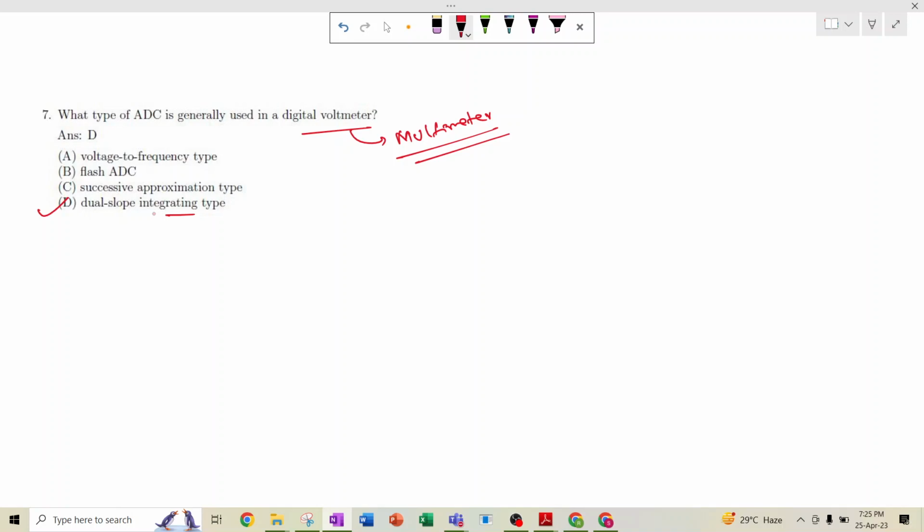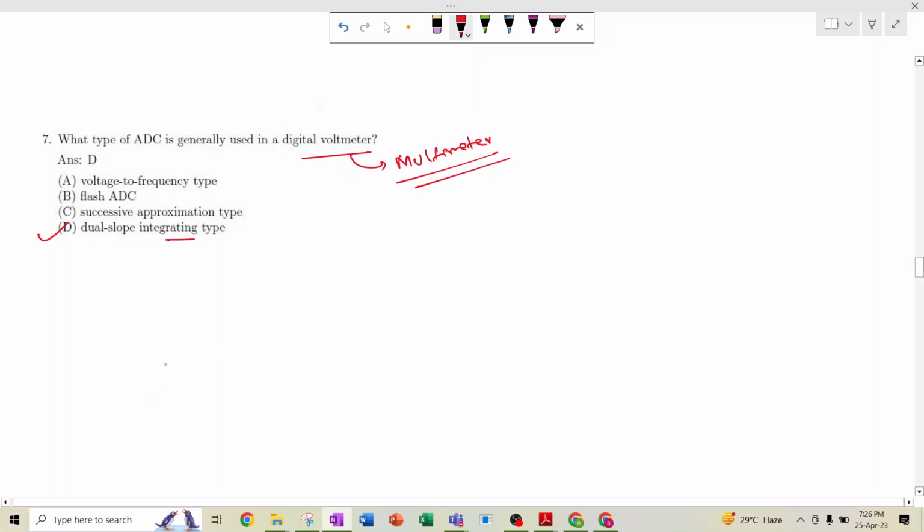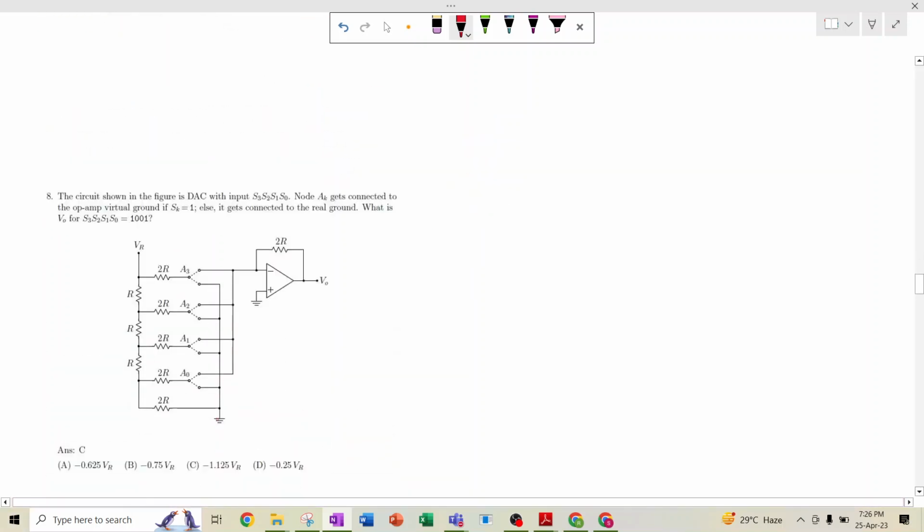So that's why in the digital voltmeter, digital ammeter, or basically the digital multimeter, we generally use the dual slope integrating type ADC. It is very slow, the conversion is very slow, but it gives high accuracy. High accuracy means that if there is noise, it will not affect the output. I will discuss the dual slope integrating type ADC in the next few problems.